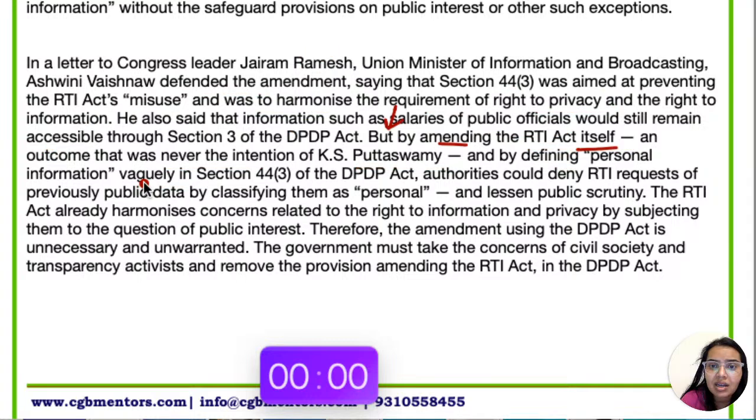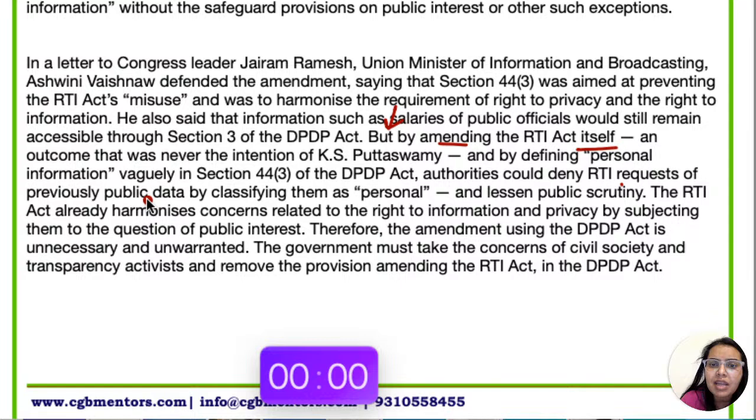It was vague. Authorities could deny RTI requests of previously public data by classifying them as personal and lessen public scrutiny. So public scrutiny examination जो है या लोगों का जज करना कम हो जाएगा under this, क्योंकि यहाँ पे vaguely चीजें describe थी, and now we can get to see that ये amendment हो चुका है.